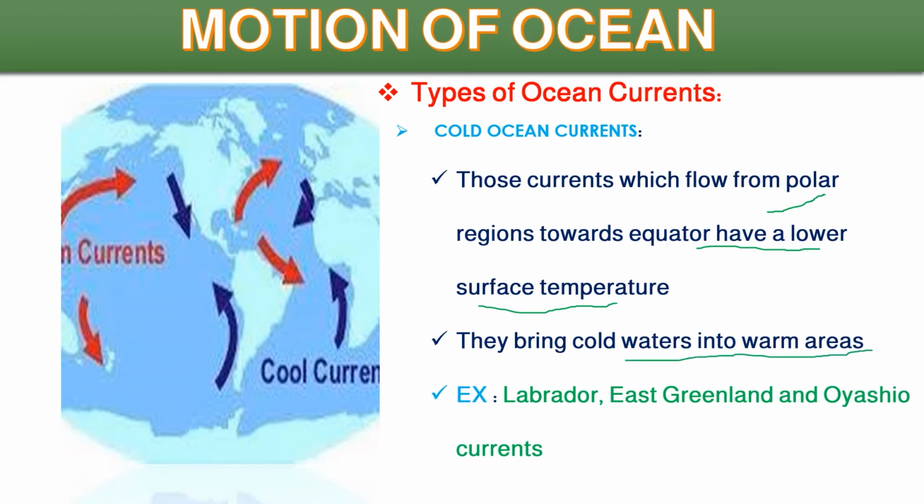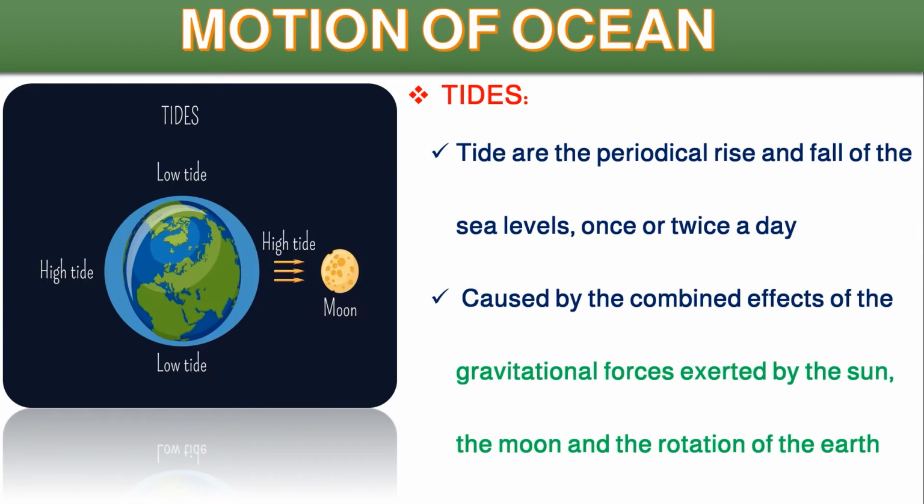So what are the examples of cold ocean currents? Here you can see the Labrador current, East Greenland current and Oyashio current. The Oyashio current flows near Japan. So this was ocean currents and their types. Next topic is tides.